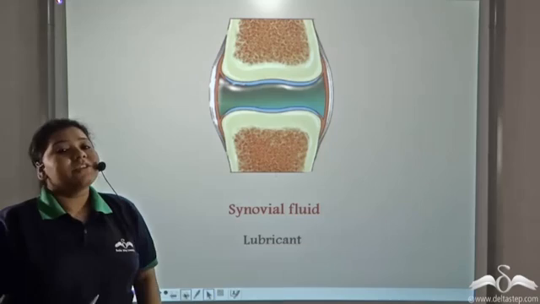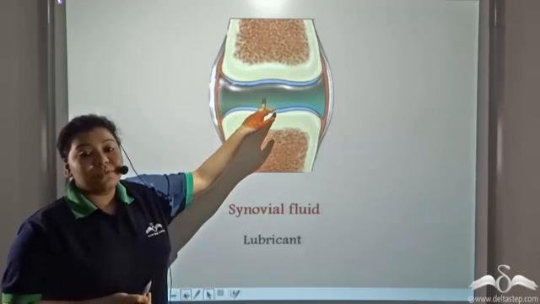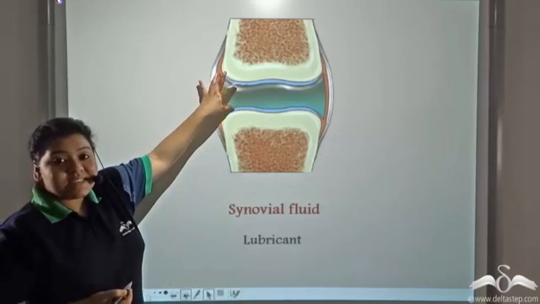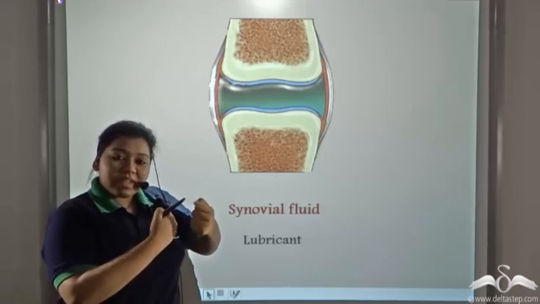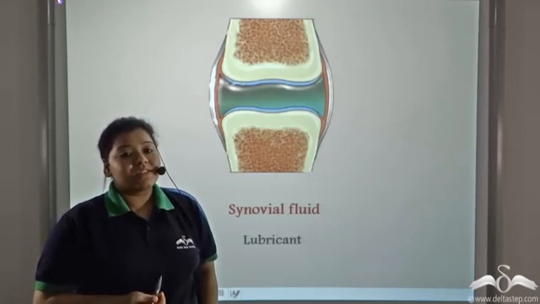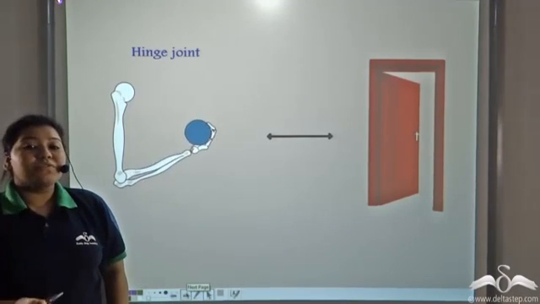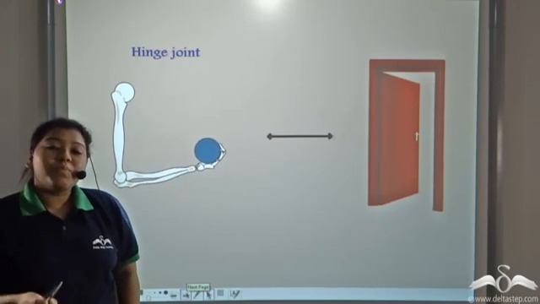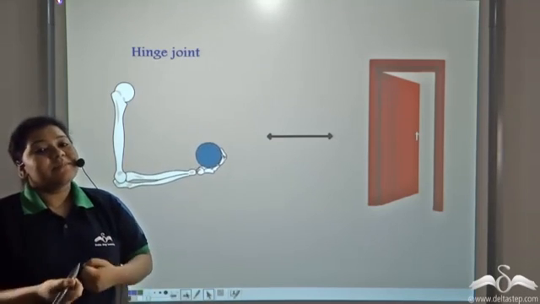Now, what happens during progressive aging is that the amount of this synovial fluid gradually decreases. If this fluid decreases, then the ends of the bones will come close to each other and will start rubbing against each other during movement, and that causes pain in old age. So synovial fluid causes free movement in the joint because it lubricates the joint and prevents friction between two bones.